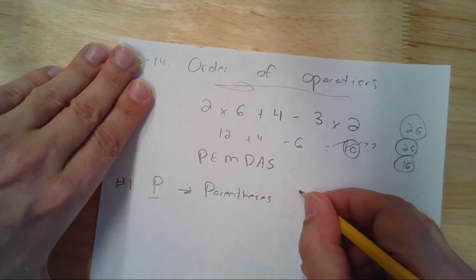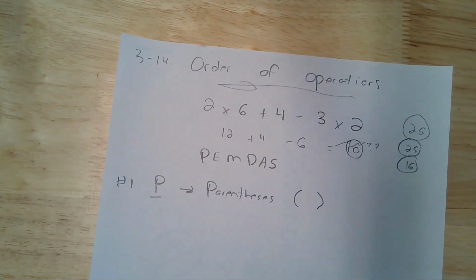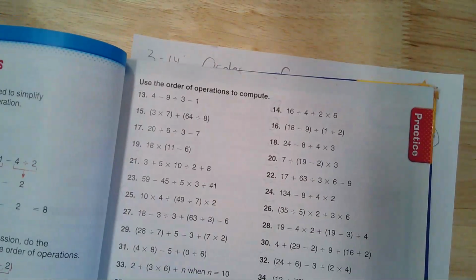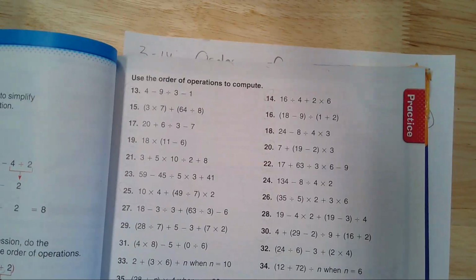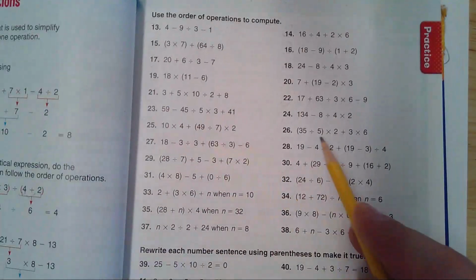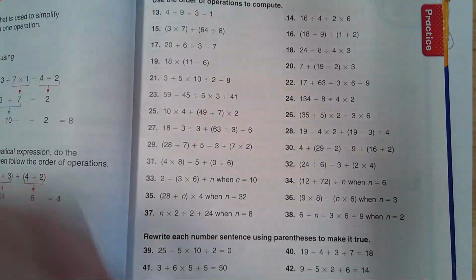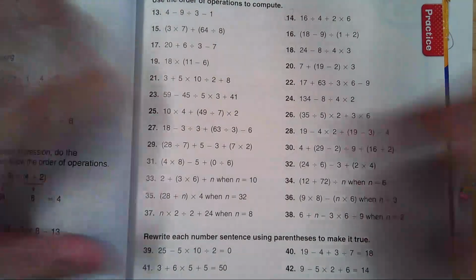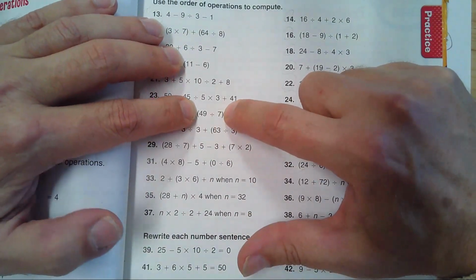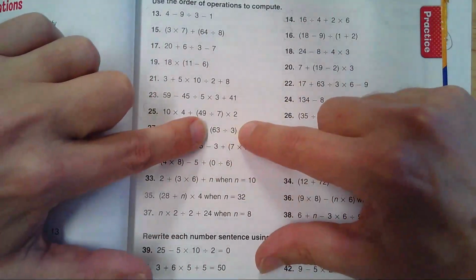Parentheses look like this. Those are parentheses. If I look at my book here, anytime there are parentheses, see them around? Wherever we see those parentheses or brackets, the first thing we want to solve is whatever's inside them. So the first thing I'll solve in 25 is 49 divided by 7. In 27, I see parentheses, so the first thing I'm going to solve is 63 divided by 3.